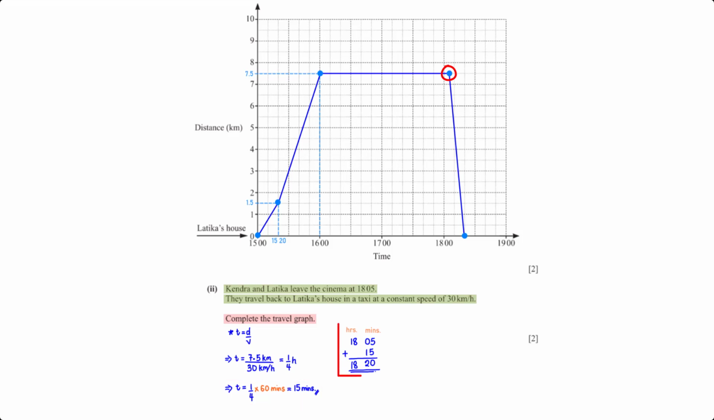So now, to get the time they got back to the house, we add 15 minutes to 18:05. Under the minute column, 5 plus 15 is 20, and under the hour column, 18 plus 0 is 18. And so they got back to the house at 18:20. So we plot this point on the grid. Now we complete the travel graph by drawing two straight lines to connect the points.